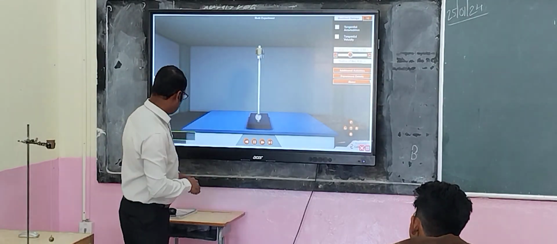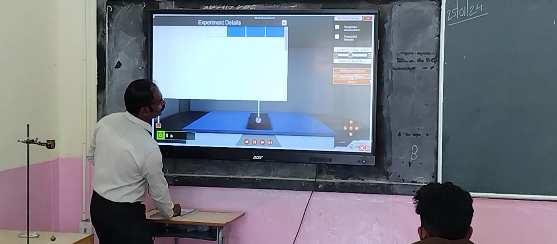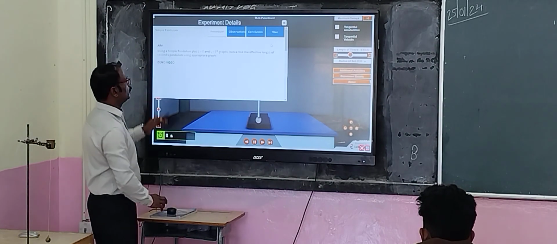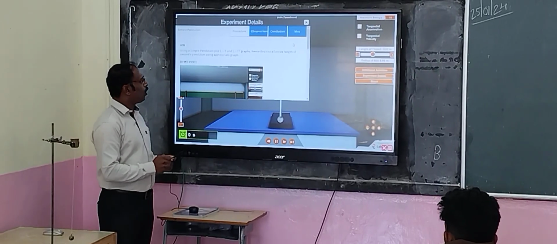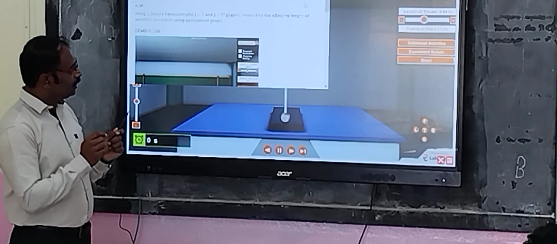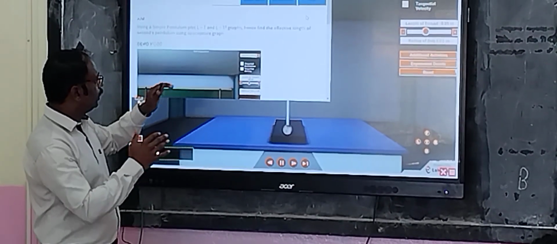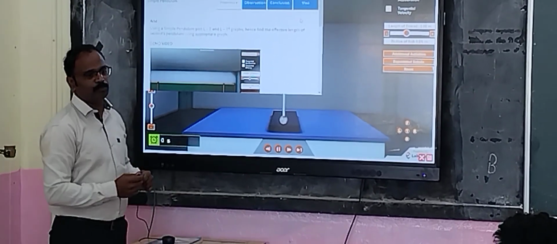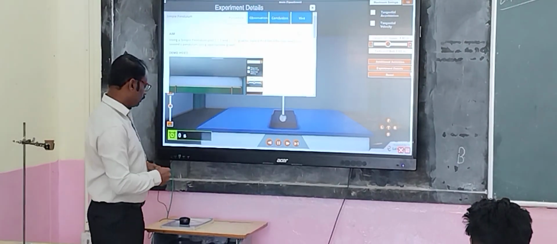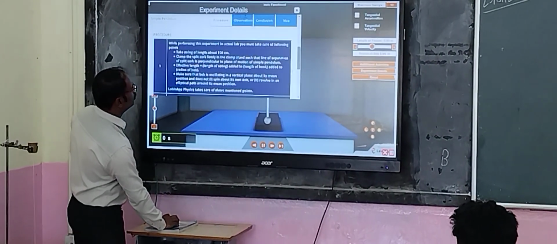Now, we are doing a small experiment. So here the aim of this experiment is, using a simple pendulum, to plot L versus T and L versus T square graphs. So we are going to draw both graphs, and hence find the effective length of the second pendulum. So for that, this is the procedure.